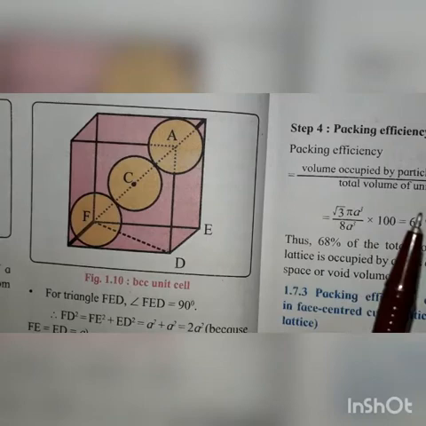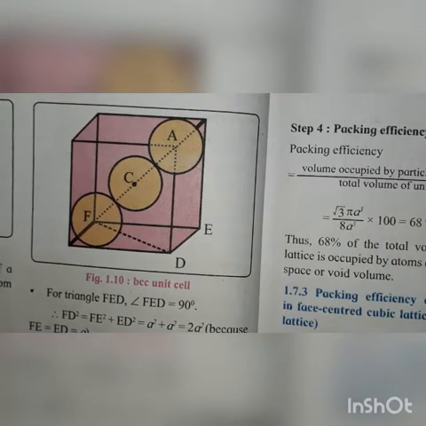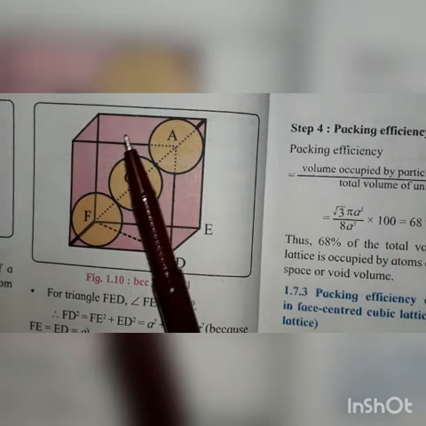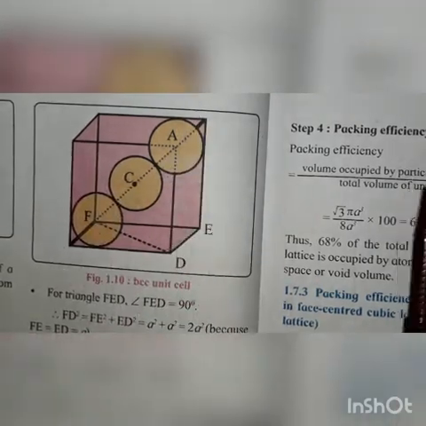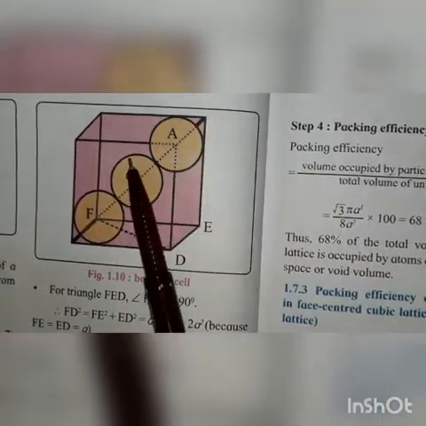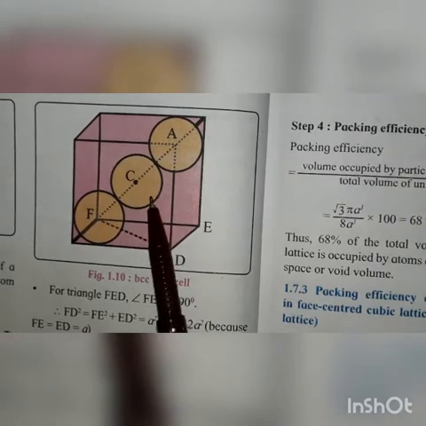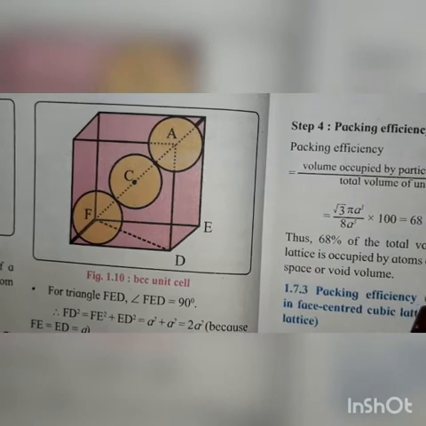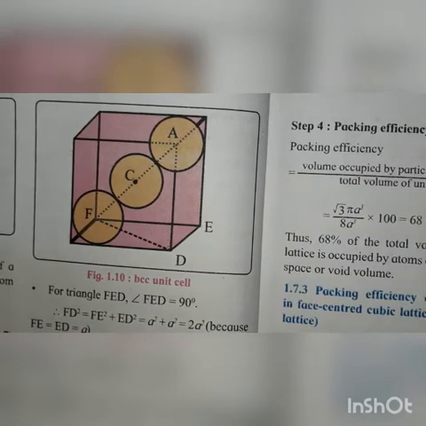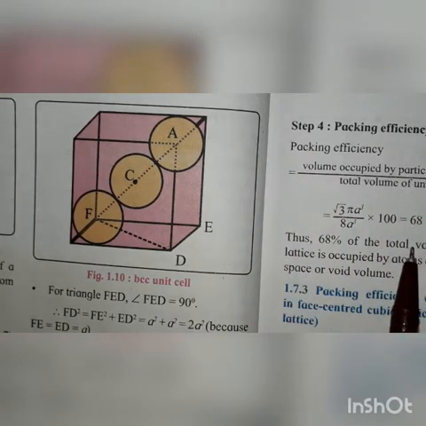In a body centered unit cell, there are particles present on the corners, 1 2 3 4 5 6 7 8, and one complete particle is present inside the body. That's why it is called a BCC unit cell. Now first we have to find out the radius of the sphere.